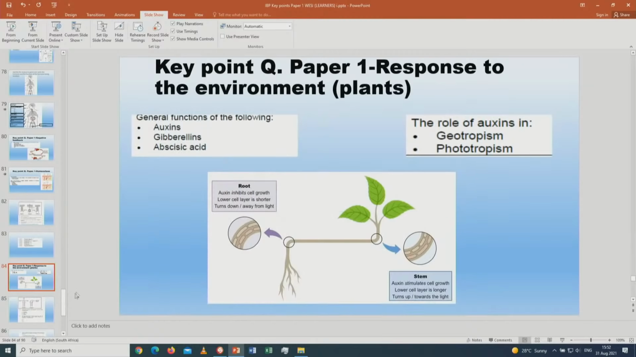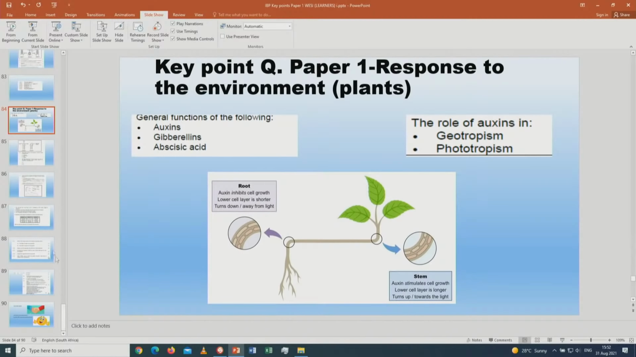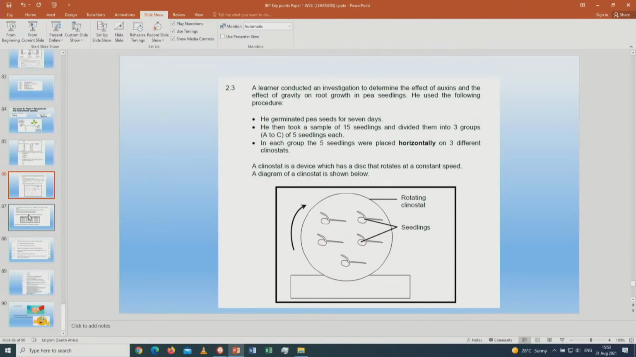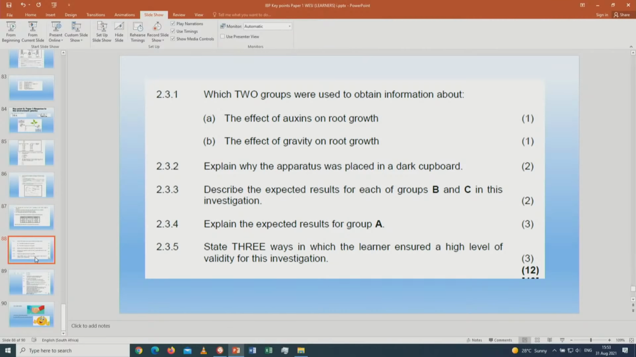Okay. And then plant hormones, the functions of the hormones. Revise the functions of these 3 hormones, and then the role of auxin in geotropism and phototropism. Please, again, you have to revise that.